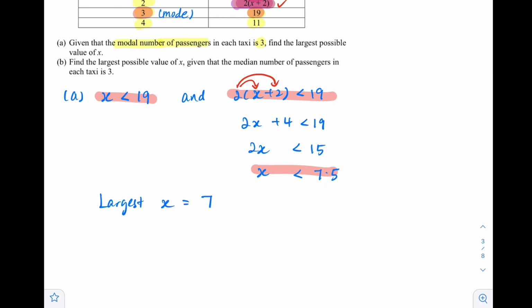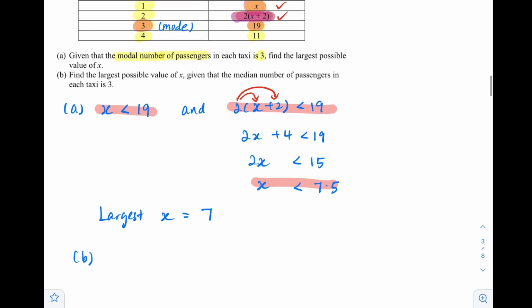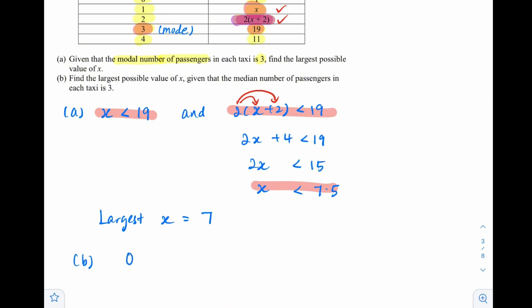The question says you have to find the largest possible value of X, given that the median number of passengers in each taxi is 3. Again, we need to understand what the frequency table is trying to tell us about the data set. Basically, there is one 0, then there are X number of 1 passengers.